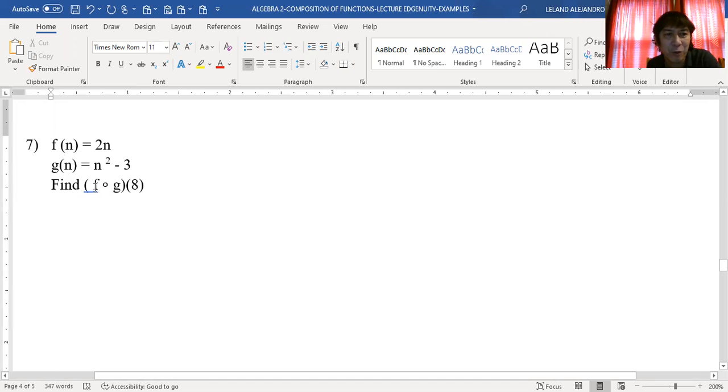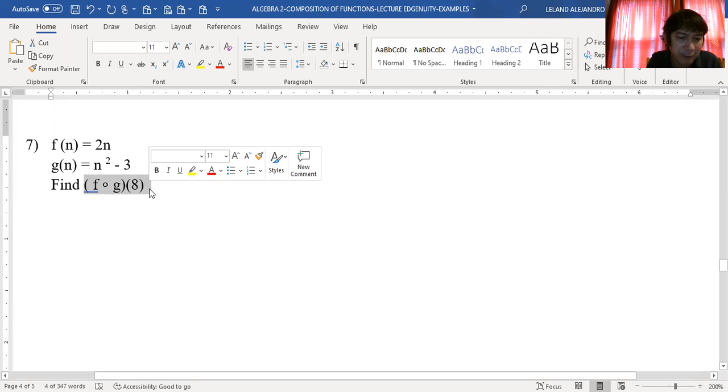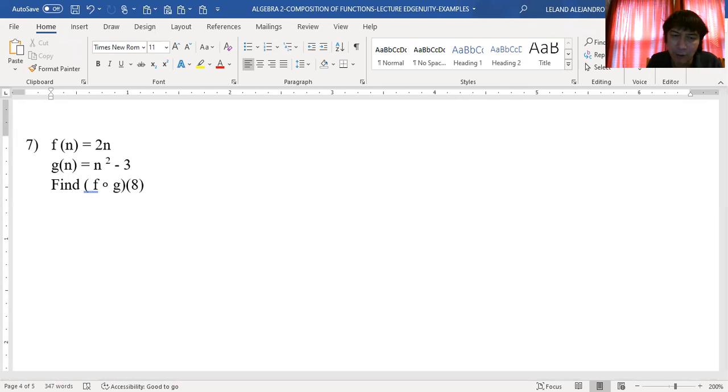Now, what do we mean by f of g of 8, or f composition g of 8? First, we will get the function g using the number 8, and then the result of that will be fed into the f function. So how do we do this? We will start with our solution after a little while. We start with the word solution and then this. Now let's see how we get g of 8. Let's get the g of 8 first. Let's do it over here.